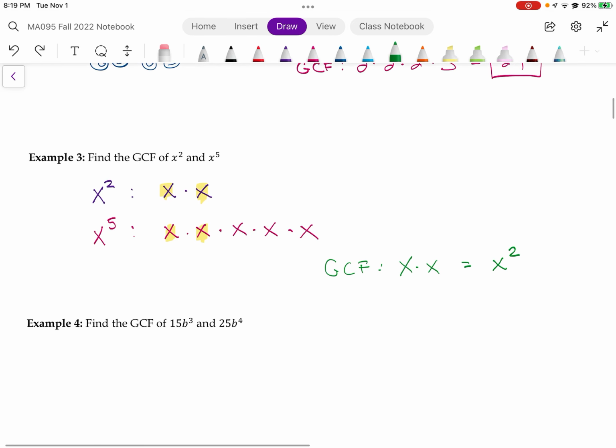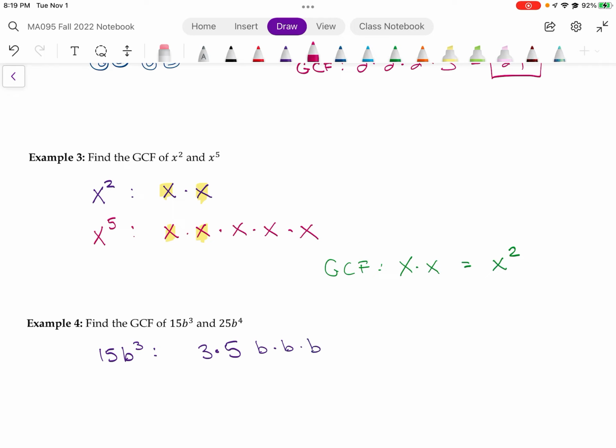All right, so let's look at the GCF of 15b cubed and 25b to the fourth. So what we're going to do is we're going to do the number. 15 factors down to be 3 times 5. I picked an easy one, 3 times 5, okay? That's all of it. And then we've got b times b times b.